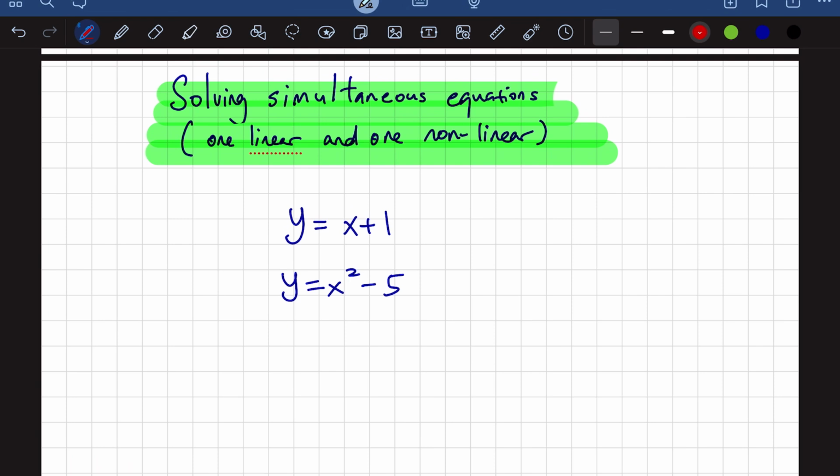Hi everyone. For today's tutorial, we're going to look at the skill of solving simultaneous equations involving one linear and one non-linear equation. So in this example, you see that there are actually two equations here, y equals x plus 1, and notice that for the first equation, this is actually a degree 1 polynomial. So you would have known that this is actually a linear equation. And if you look at the second equation, that is actually a quadratic equation because it's a degree 2.